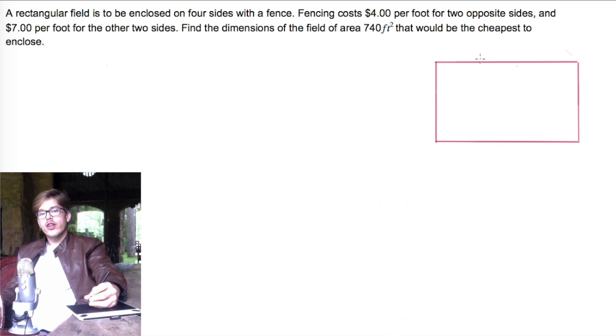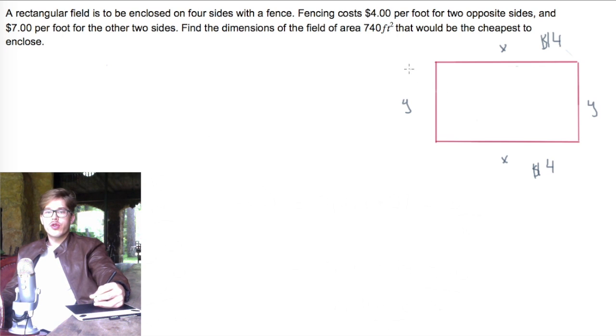All right, so here's the area we want to enclose. We'll say this side is X feet, so this side is X feet. This side is Y feet, and this side will also be Y feet. Now, we'll also say that our longer sides are $4 a foot, just because we want our longer sides to be cheaper, and so our shorter sides will be the $7 per foot sides.